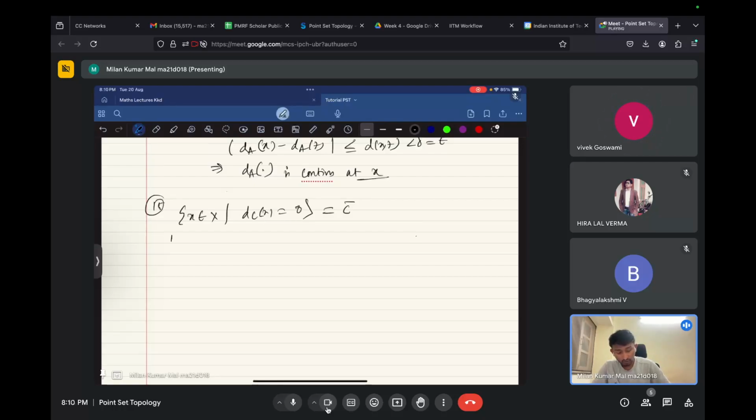Now if C is closed and x belongs to capital X such that d of C, x is equal to 0, that means you can show that x belongs to the closure of C, because that is the thing. But C is closed, which means the closure of C is C.